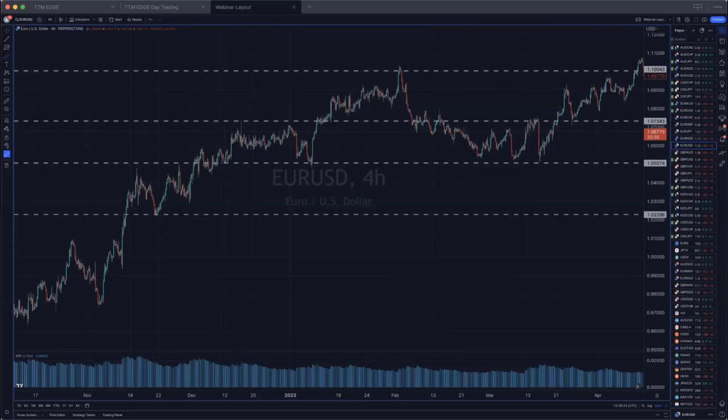Now, it takes a little bit of time to get your head around this. But I promise you, once you start to look at it and implement it into your trading, you will find that it is a massive benefit to you.